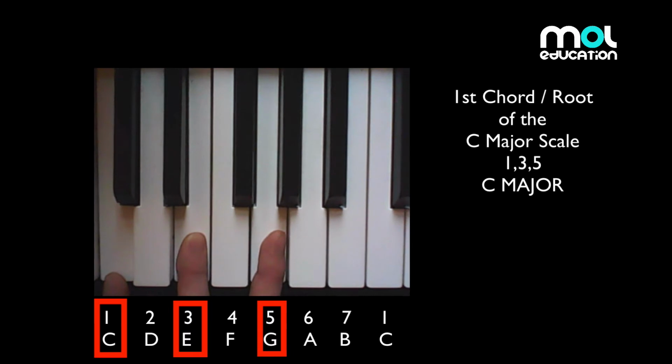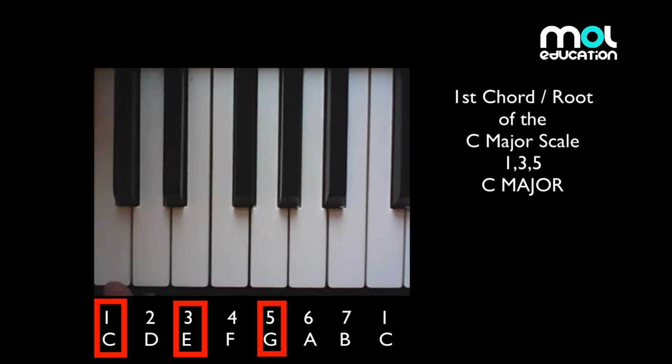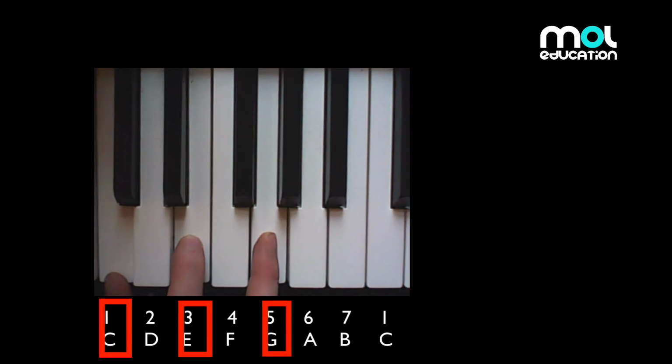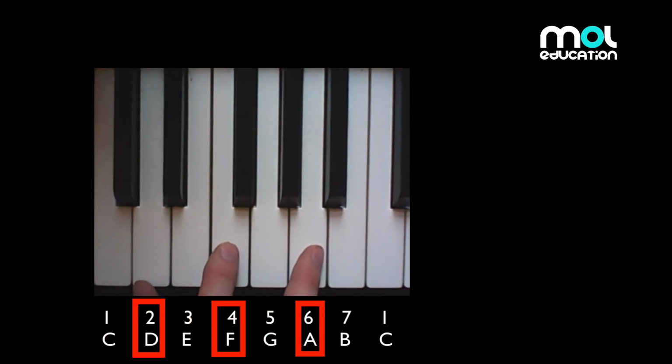Now this triad shape can be moved up and down in the scale. What I mean by that is we have our 1, we have our 3, we have our 5. If I move all this up 1 to the right, we're still using the notes from the scale, remember? So this one goes up 1, this one goes up 1, this one goes up 1. We get this chord.